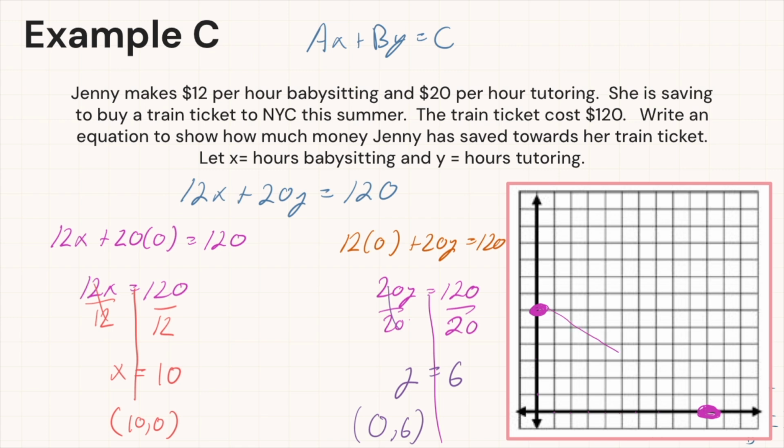Now remember, this line, we're going to have an arrow only on one end because we're not going to be able to go back in time and add hours that we would be babysitting or tutoring. So we're not going to have any line to our left here because the y-intercept is where she starts working. So that wouldn't make any sense to have points beyond that. That brings us to the end of this example. It also brings us to the end of this video.